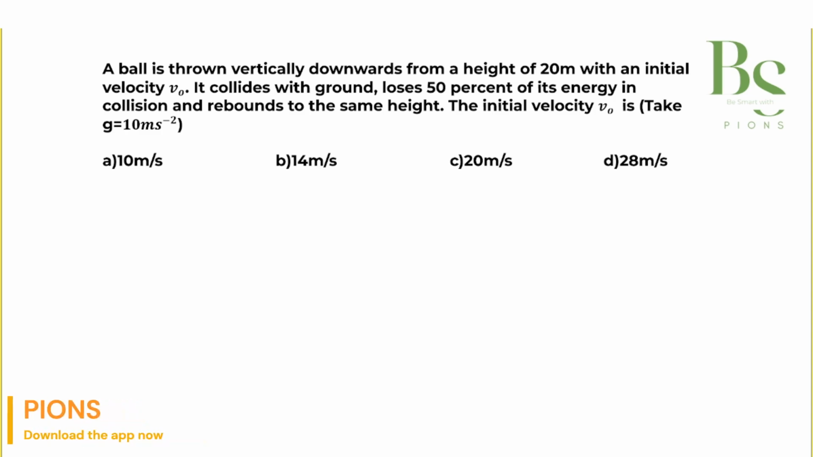A ball is thrown vertically downward from a height of 20 meters. So let's write the initial conditions. H is 20 meters with an initial velocity V0. It collides with the ground and loses 50% of its energy in the collision.